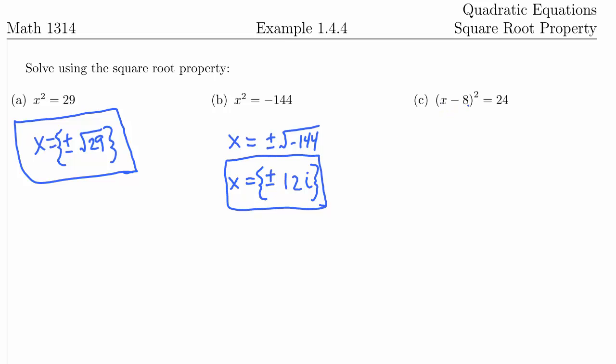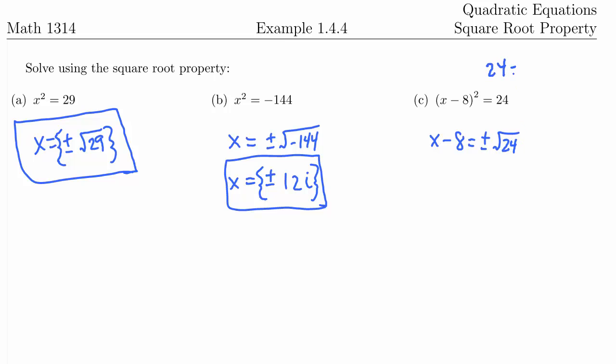C. (x minus 8) squared equals 24. This is what's being squared. So whenever I use the square root property, that gives me x minus 8 is equal to plus or minus the square root of 24.